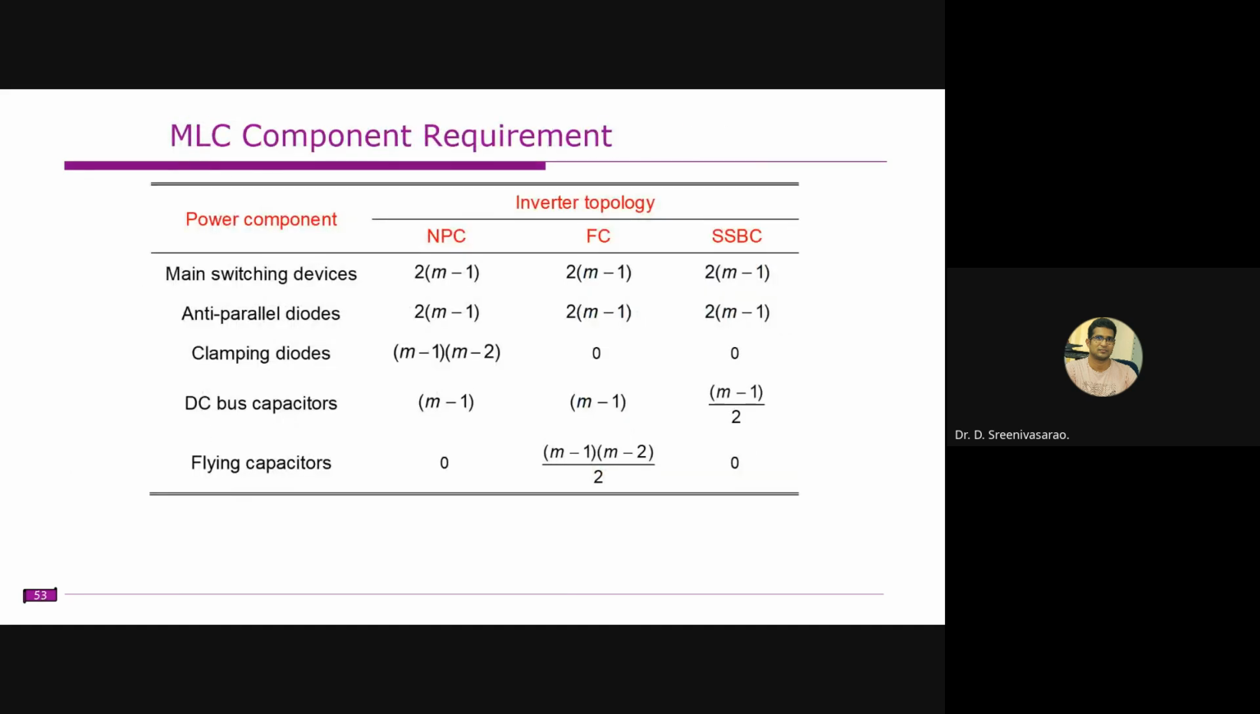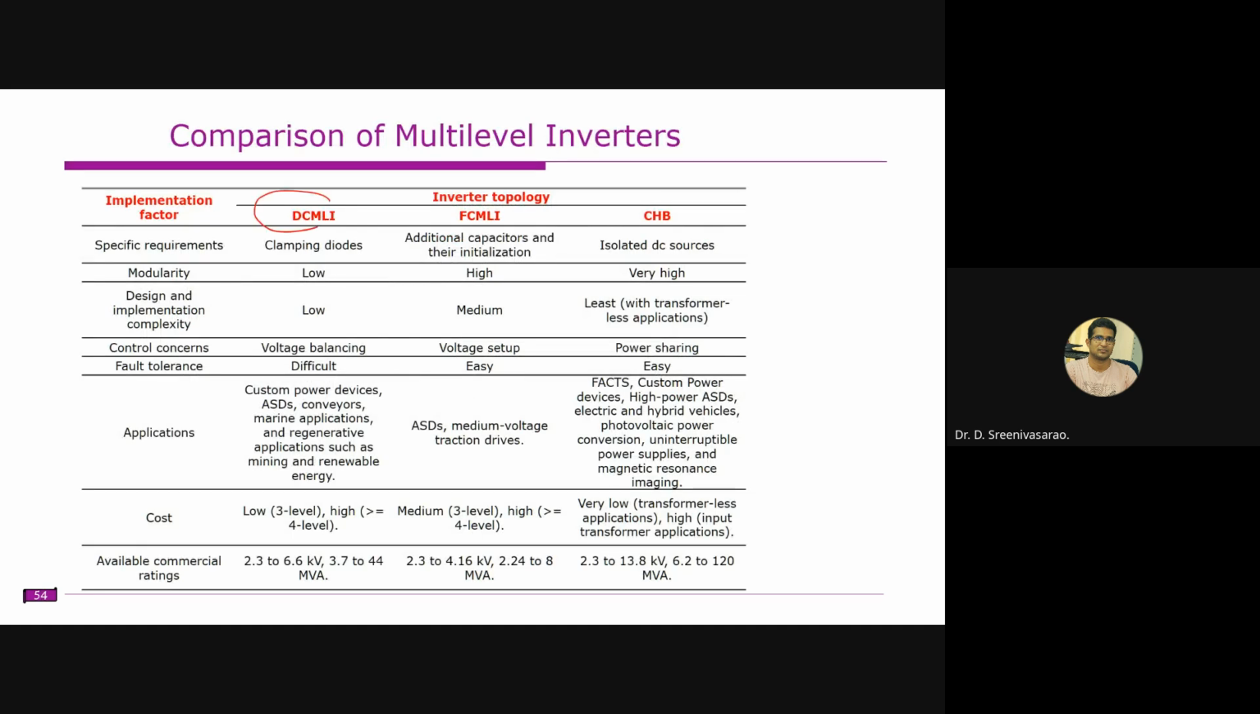So this is the comparison of the different component requirements for the different multi-level inverters. This one is CHB, as we discussed. It requires fewer components when compared to the others. Everyone has their own drawbacks. For example, diode clamp has the drawback of clamping diodes. In the case of flying capacitors, we need to pre-charge those capacitors. And in the case of CHB, we need to arrange the isolated DC sources. One of the important things is modularity. CHB is less modular.